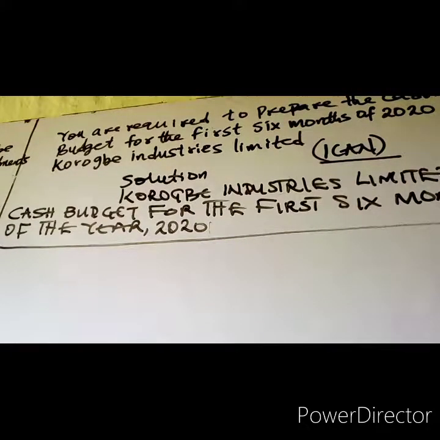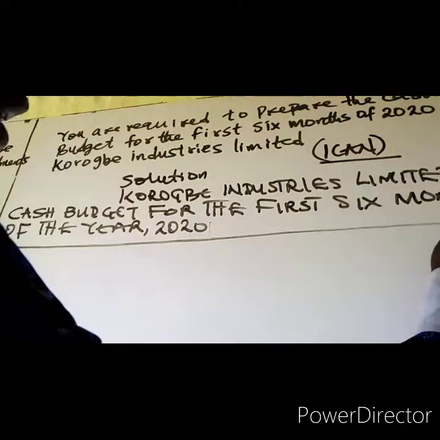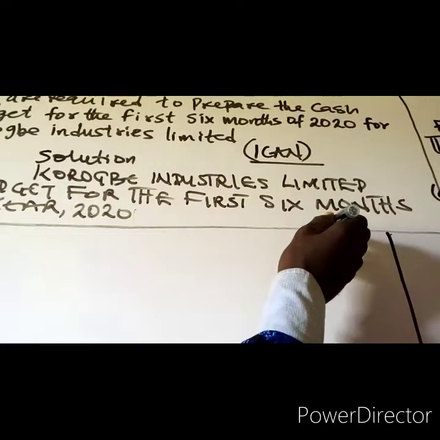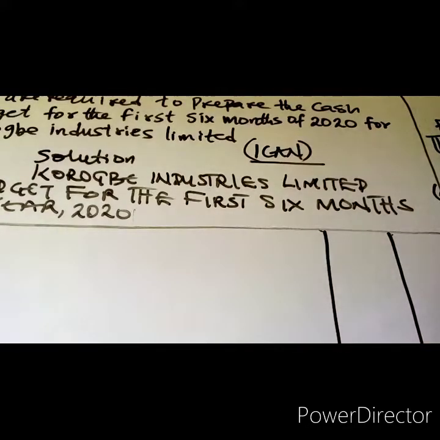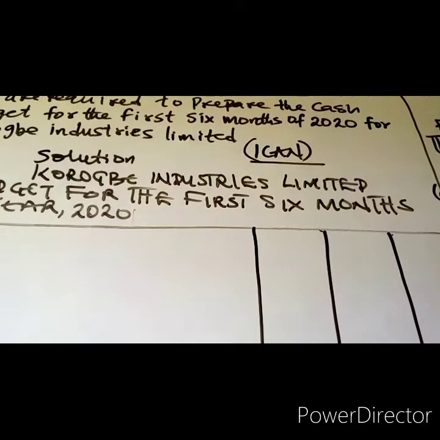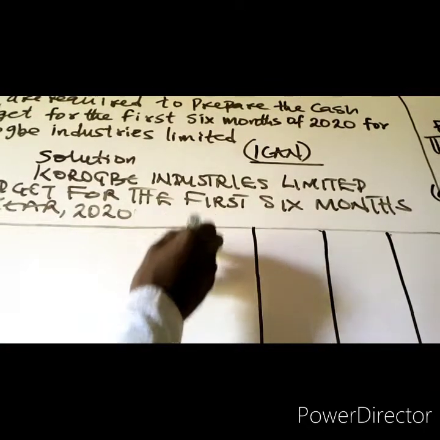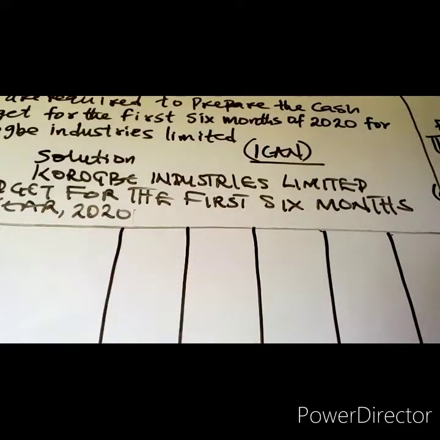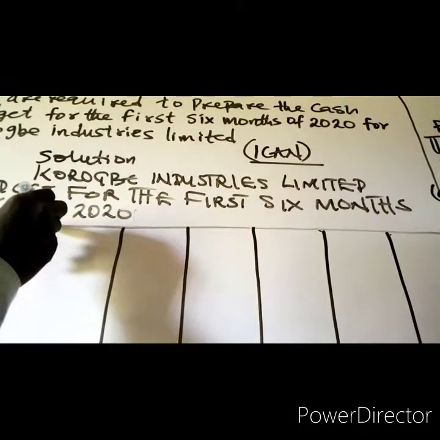So the first 6 months of year 2020 is January to June. January to June. This is for May, April, March, February, and January.